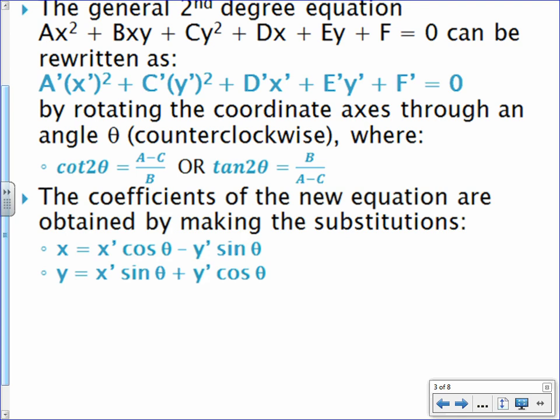We're going to have to identify what kind of conic it is. We are going to have to identify our angle of rotation. We're going to identify our x and y substitutions, and then plug these binomials in for x and y. From there, everything is going to be in terms of x prime and y prime. We're going to have to do some multiplication and combining like terms, so then we can put something that's kind of messy into standard form.